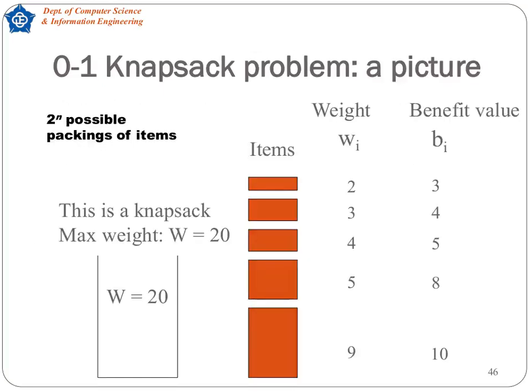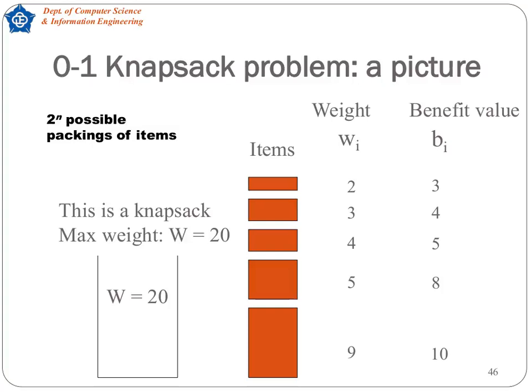Now let's visualize the 0-1 knapsack problem in picture form. On the left, you see a knapsack with a maximum weight capacity of 20. On the right are 5 items, each shown as a colored block alongside its weight and benefit. For example, the first item weighs 2 and offers a benefit of 3. The second weighs 3 for a benefit of 4. The third weighs 4 for 5. The fourth weighs 5 for 8. And the fifth weighs 9 for 10.